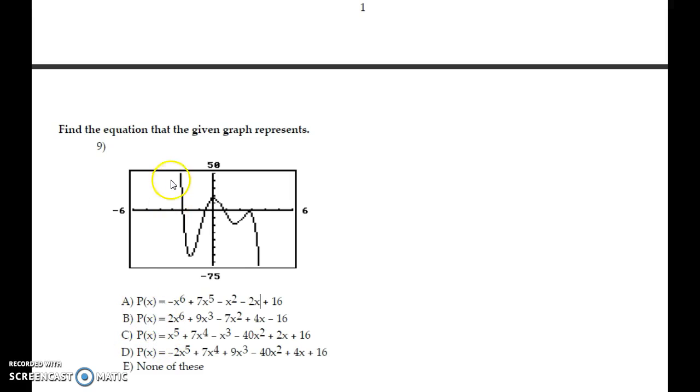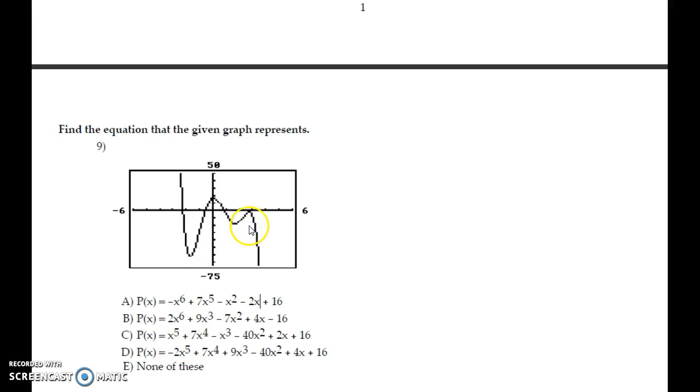So it's not A or B because they go in the same direction. But C and D both have an odd exponent. They have a 5 here. So that means they go in opposite directions. And the answer is D.